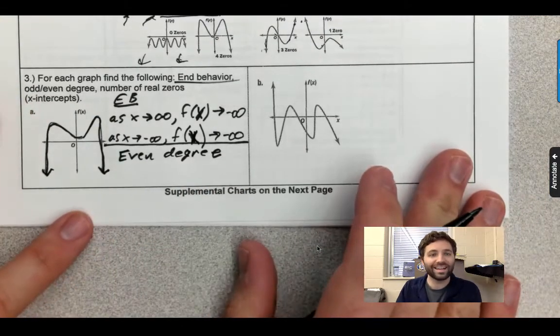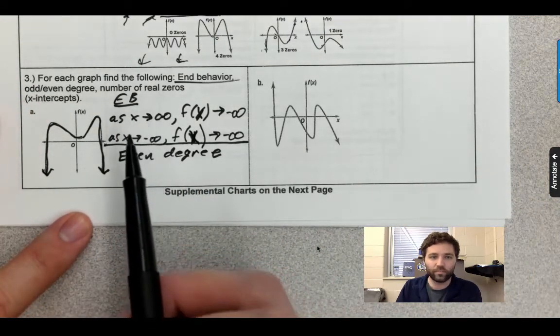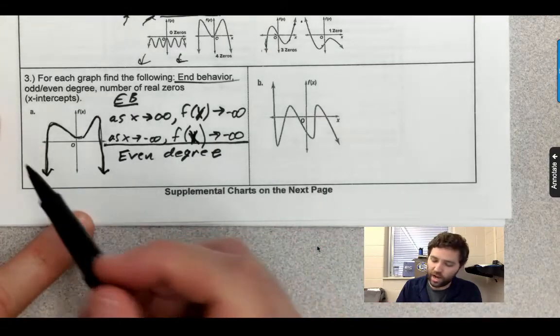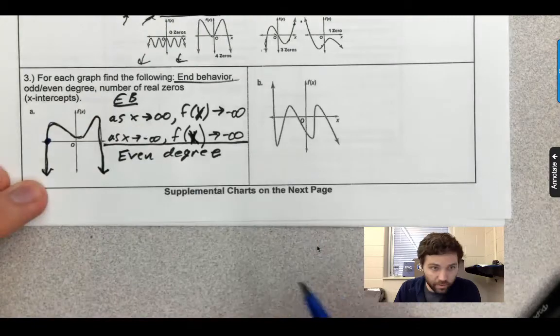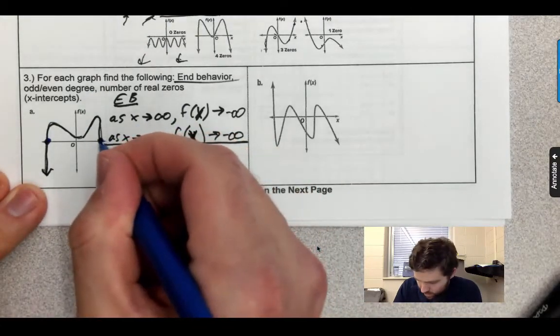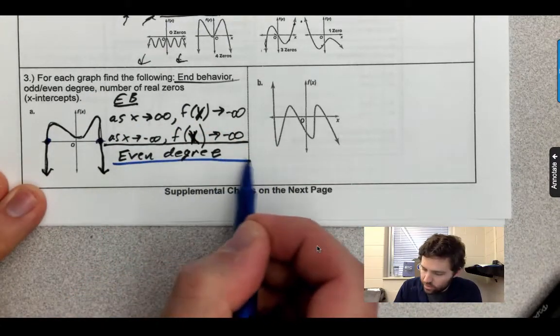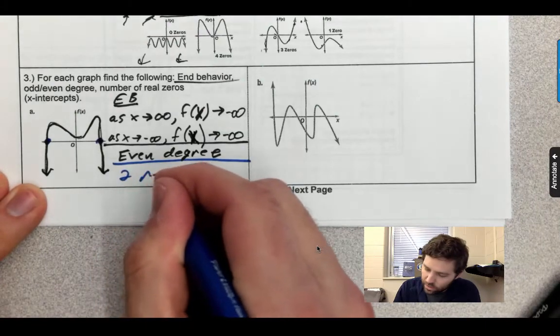All right, and we can figure out the number of real zeros just by looking at the graph. How many real zeros are there? Well, there's an x-intercept here indicating a zero, and there's an x-intercept here indicating a zero. So there are 2 real zeros.